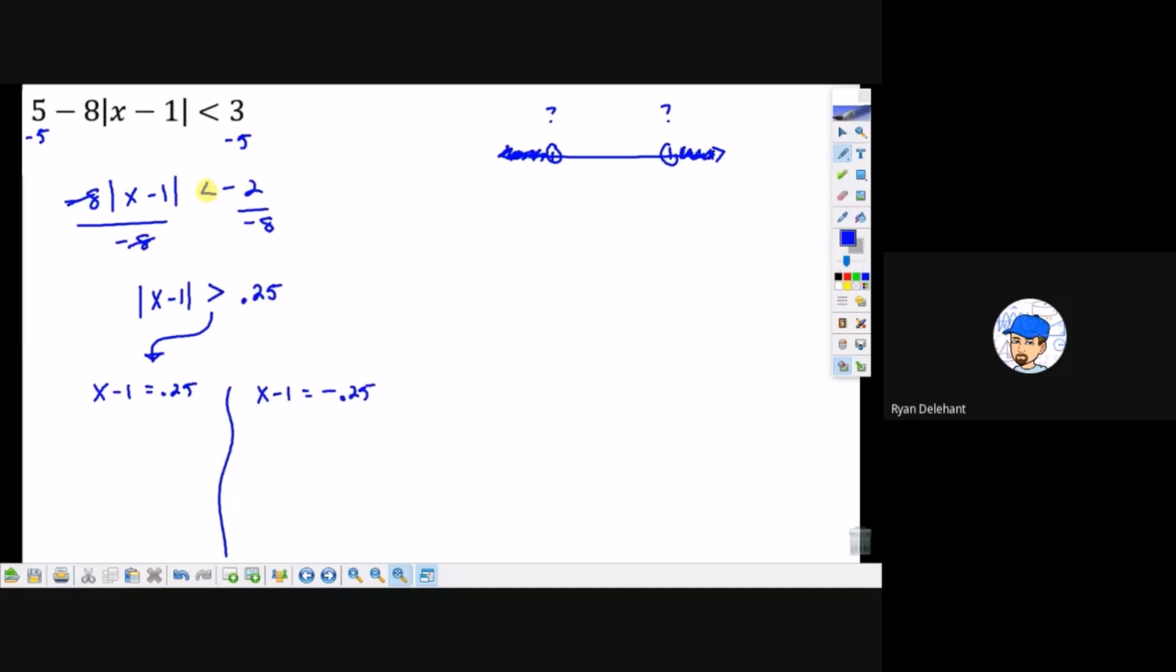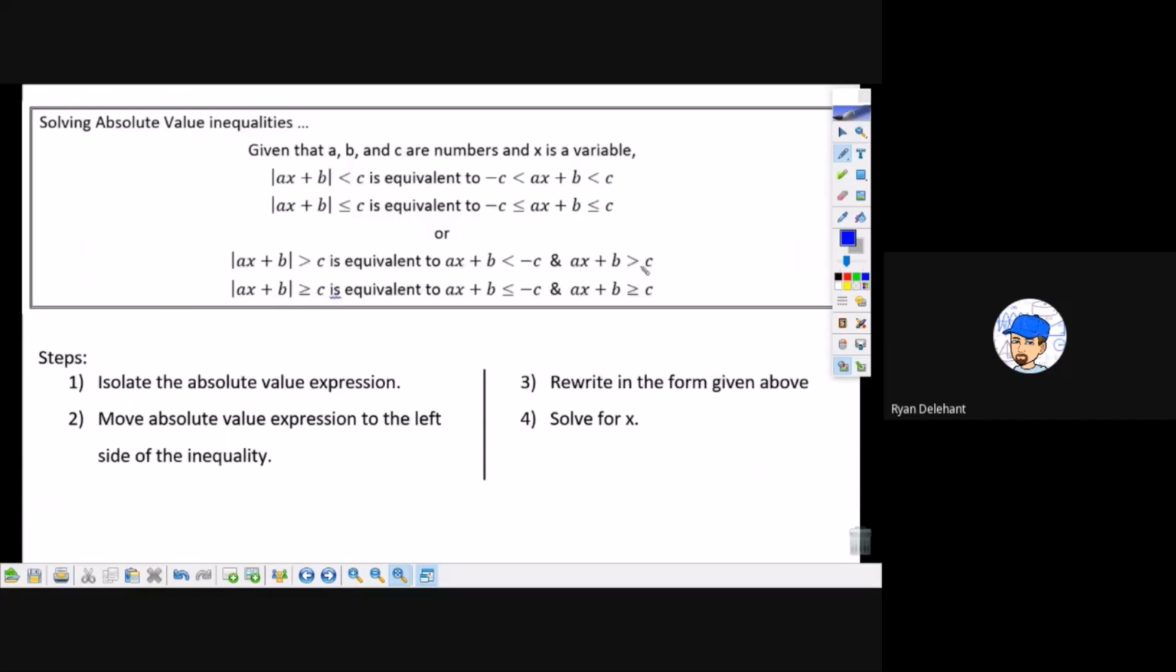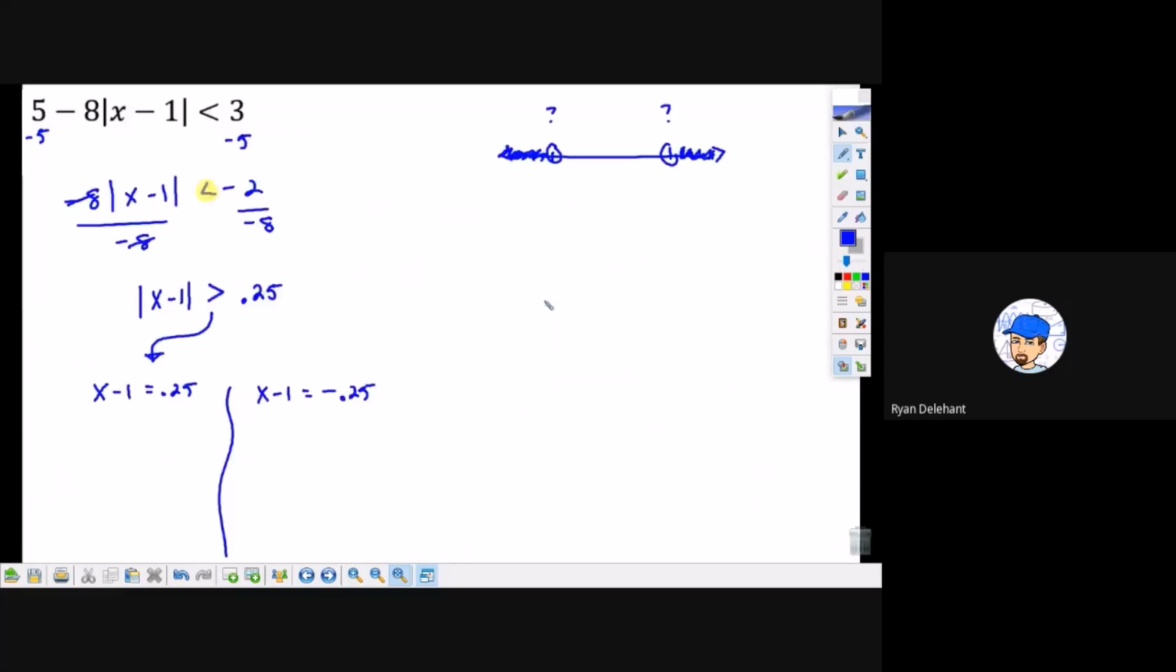Because what I hate about this is memorization. If you forget which way these things are supposed to open based on which one's positive and negative, you're gonna miss this problem no matter how well you do it. Okay, if you remember it goes to the outside of these two numbers and we just solve for these two numbers, you're gonna get it right every single time.